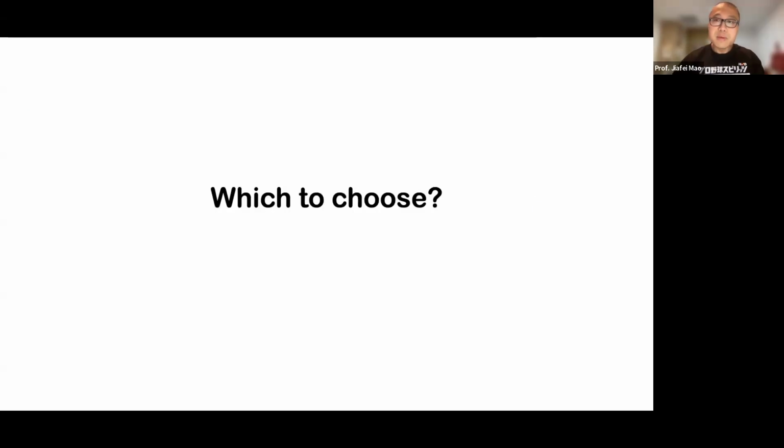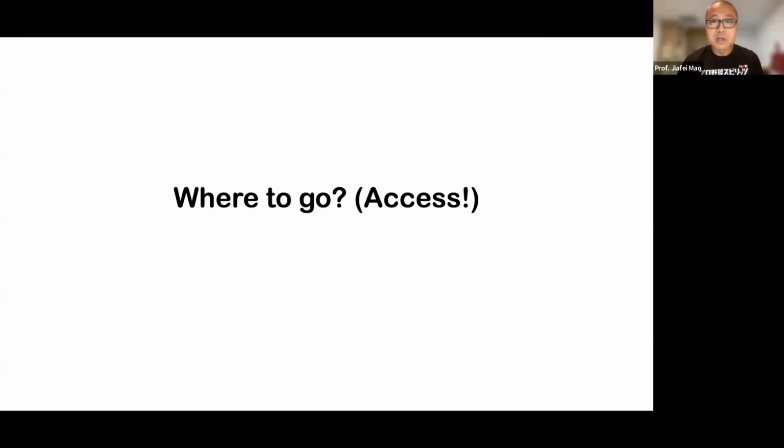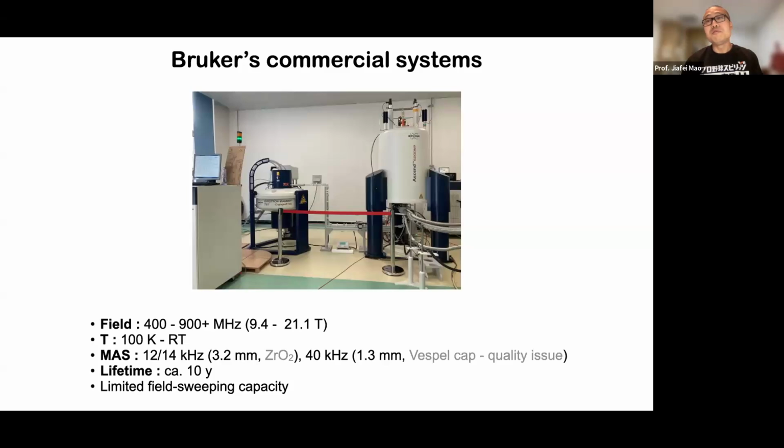Then you see there are many factors. And obviously, when you start, the question is which to choose. But I would say there are not so many options. You may first think where to go because access is very important. I think the most expensive component is definitely the spectrometer. So first, one needs to find a spectrometer on which you can run the DNP NMR experiments.